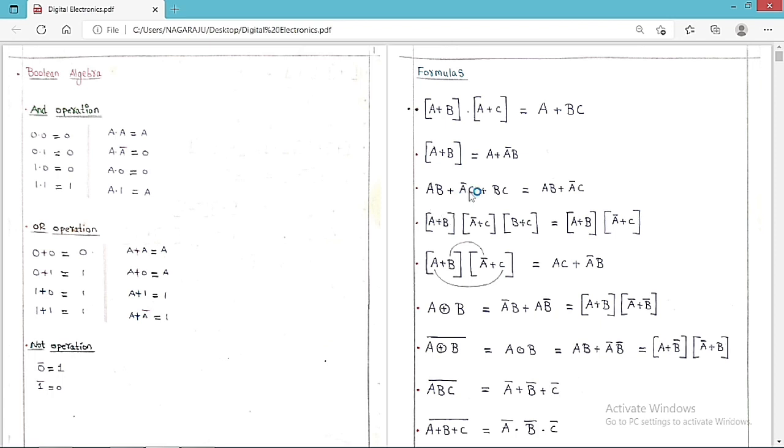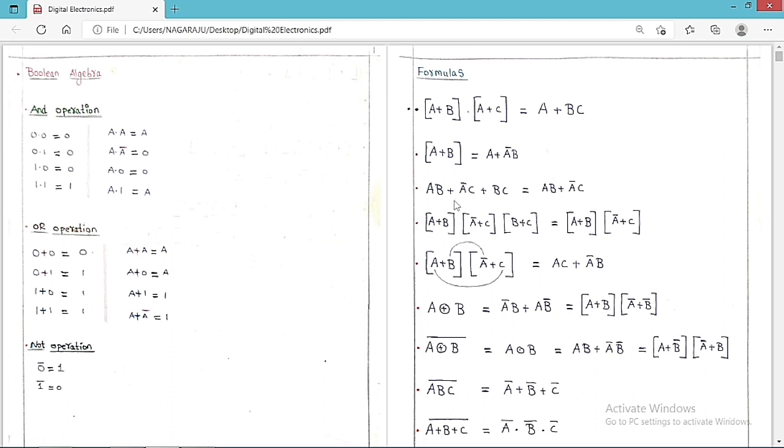Similarly, AB + A'C + BC is equal to AB + A'C, because you can see here there is A, here there is A', here B, here C. If we multiply these two things, we get BC, which is covered by the first two terms. So AB + A'C + BC is equal to AB + A'C. This is a very important thing that you always have to keep in your mind.